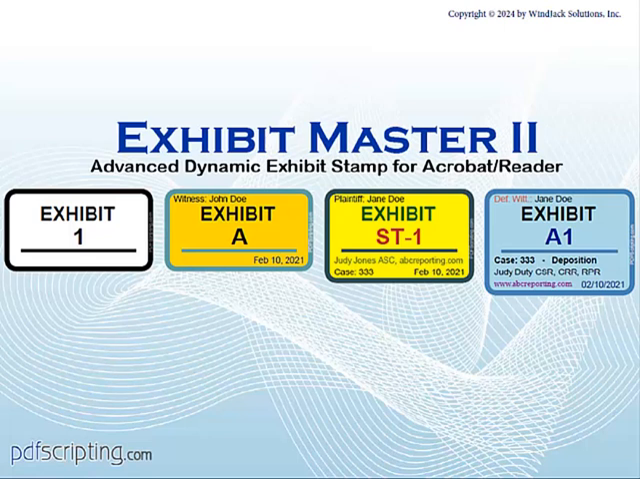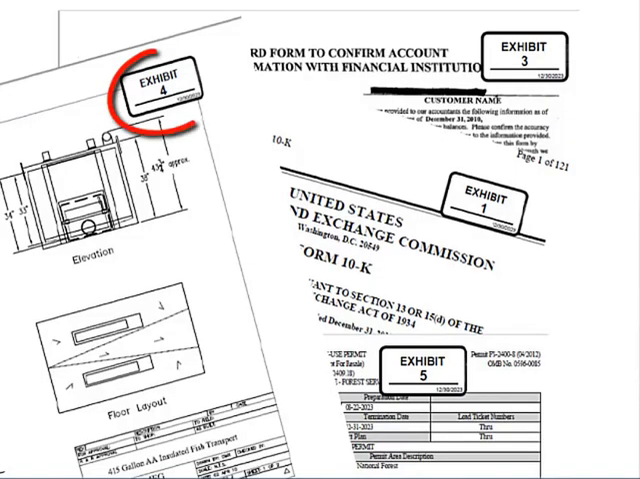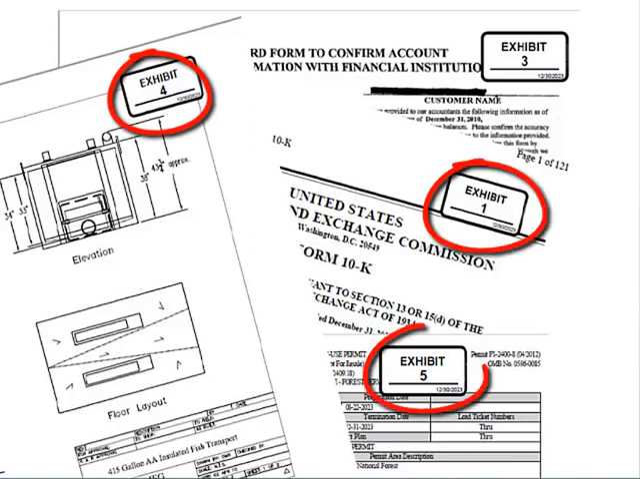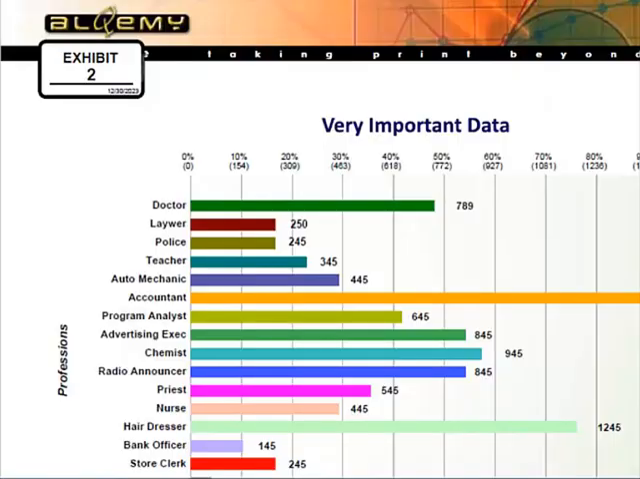Welcome to the introductory video for Exhibit Master 2. Exhibit Master is an Acrobat PDF stamp for marking legal exhibits in the PDF format. It follows the same design pattern as exhibit stickers used on paper documents and other electronic exhibit stamps, with one exception. Exhibit Master is highly configurable.